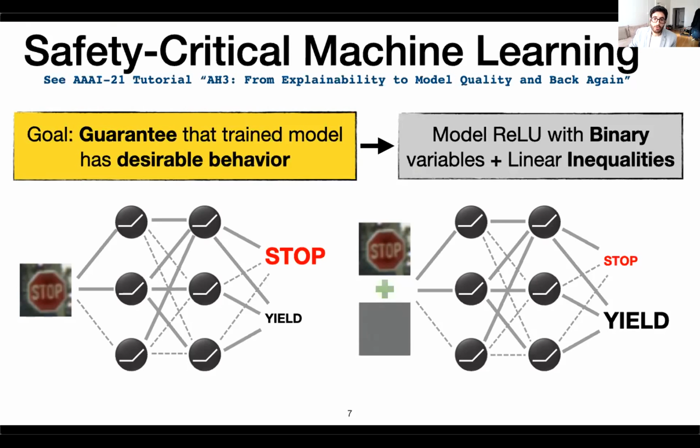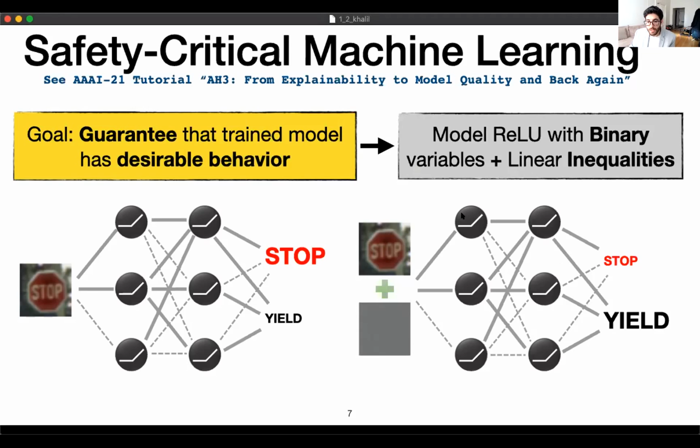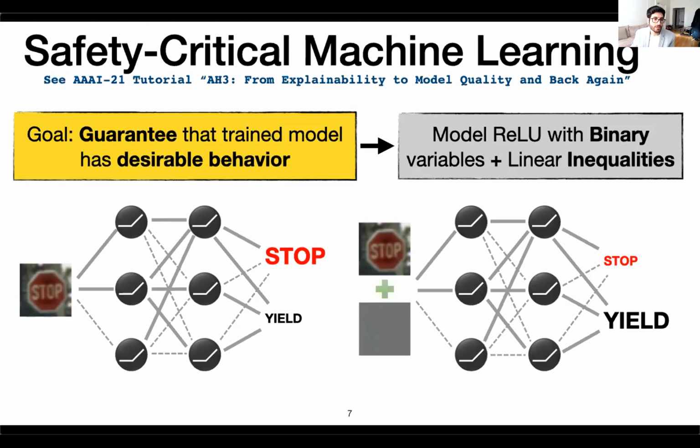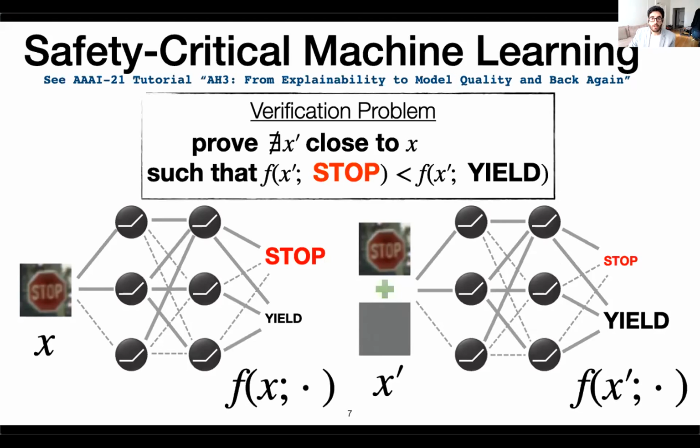And it's been shown that you can model, for example, the ReLU activation function, the rectified linear unit, which you see here in these black nodes of the neural network. You can model it with binary variables and linear inequalities in a way that's very similar to what I showed you in the data center resource management example.